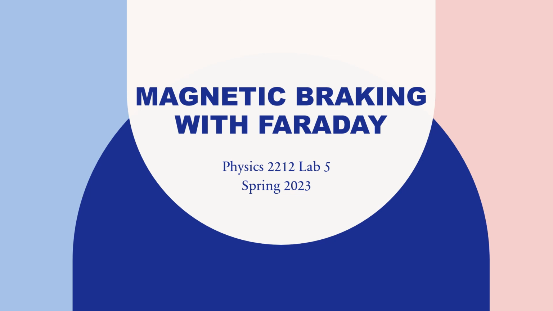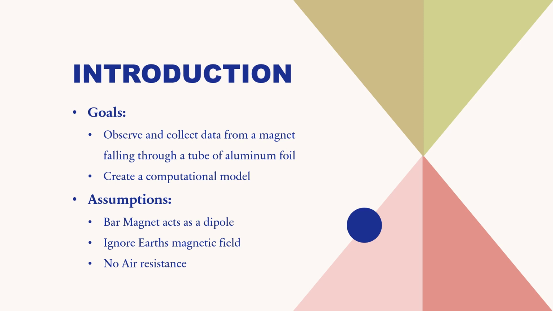Welcome to Lab 5, Magnetic Braking with Faraday. In this lab, we are observing and collecting data from a magnet falling through a tube of aluminum foil. We will also create a computational model and compare our results. We are assuming in this lab that our bar magnet acts as a dipole. We're ignoring Earth's magnetic field, and we're assuming no air resistance.